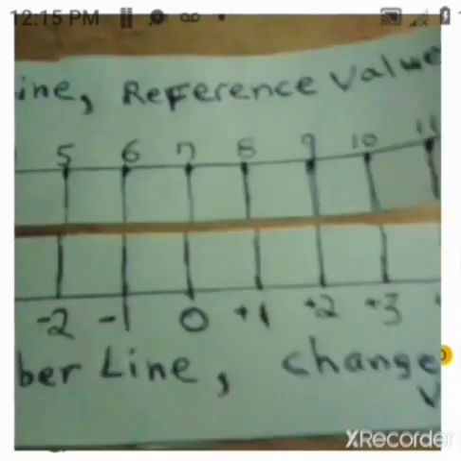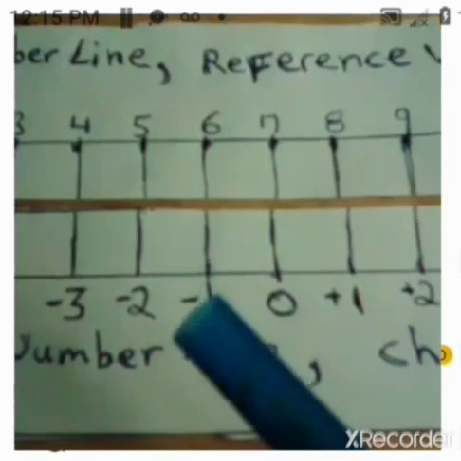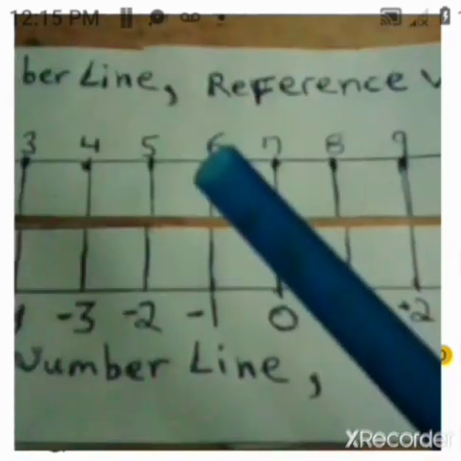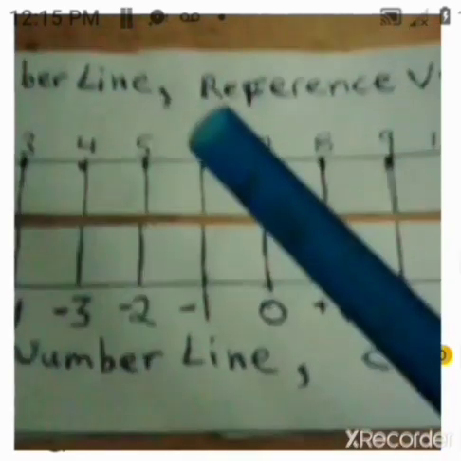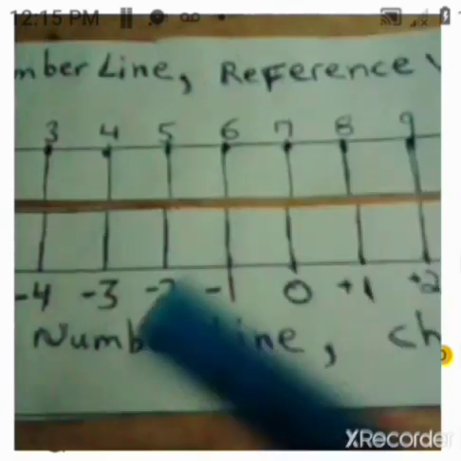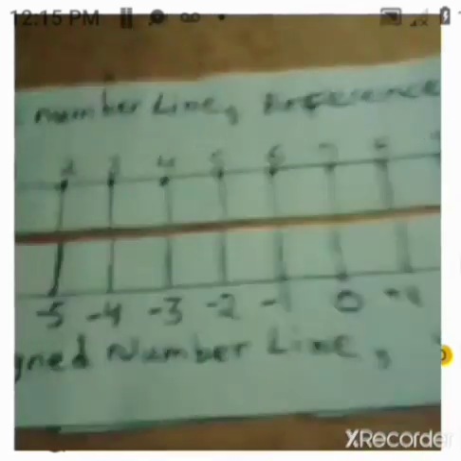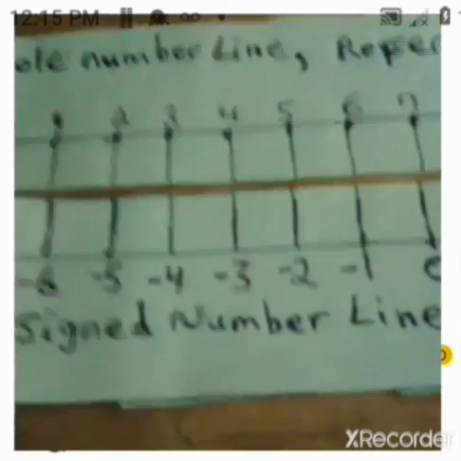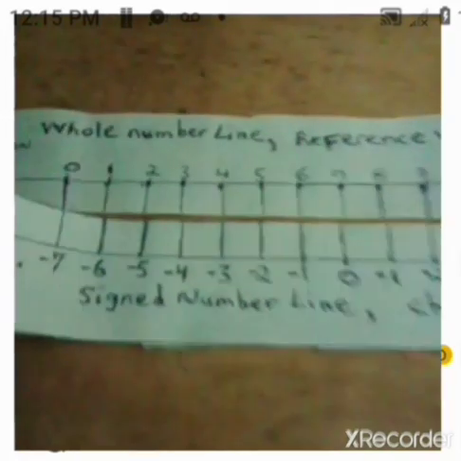If the change was 2 from 7, it would be 1, 2, and there's your result, 9. If your change was -1 from 7, the result is 6. So that means 7 plus -1 is 6. 7 plus -2 is 5. Okay. And that's about it for that.